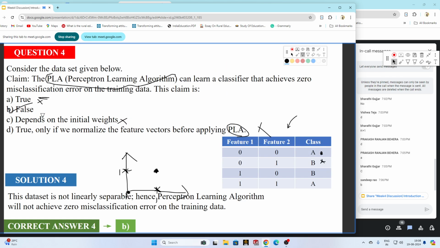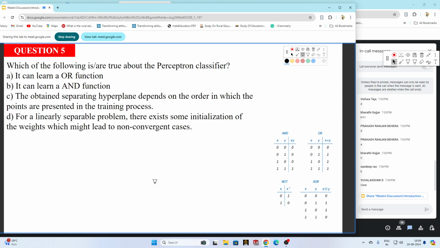Is this clear? This is a good question. This covers much of your PLA topic. Any doubt regarding this? Any doubt in this graph? How I have told this is not linearly separable? Any doubt? Yeah, clear. Nice. So let's move on to the next question.